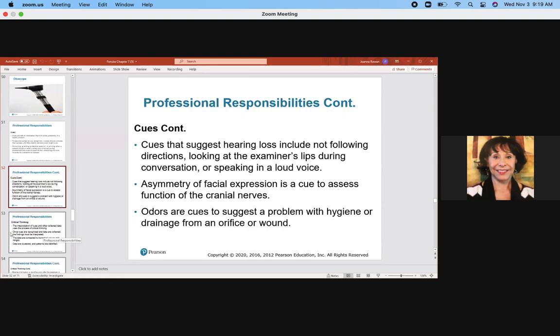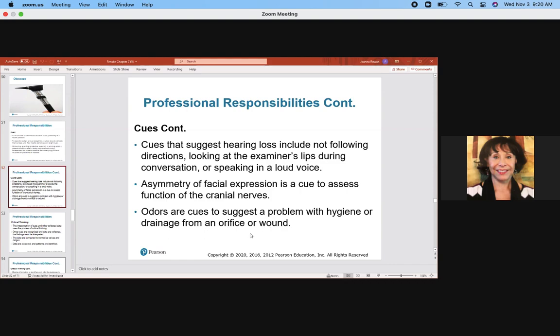So odors are cues to suggest a problem with hygiene or drainage from an orifice or wound. Sometimes hygiene is not necessarily that the patient does not care about bathing, but remember, circumstances sometimes do not allow them to do that. Like, what about the homeless? They don't have any place to take a shower every week at least. They just go to the bathrooms and clean themselves with paper towels as best as they can. But of course, they cannot wash their hair. So therefore, of course, they are going to be smelly.